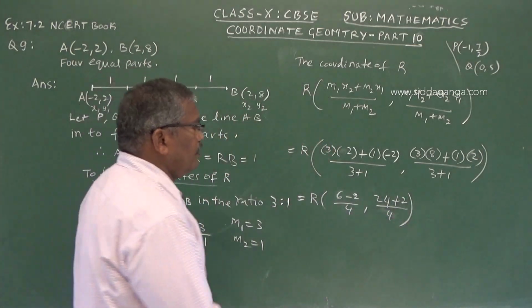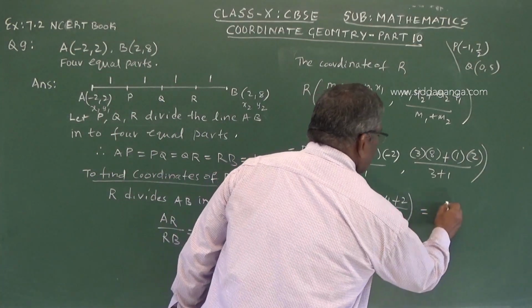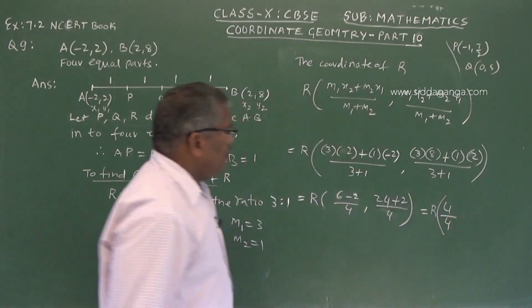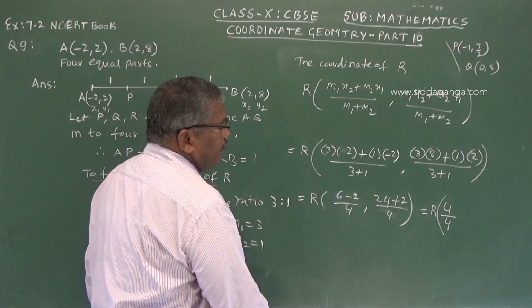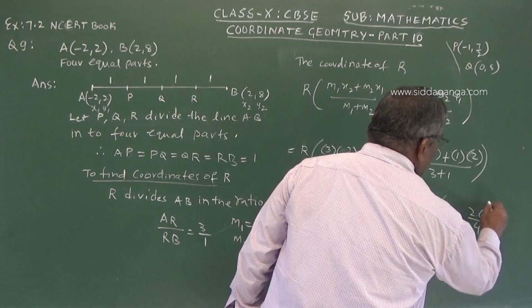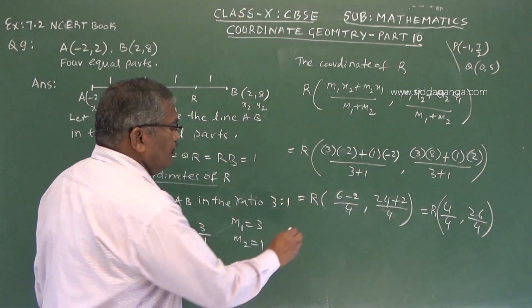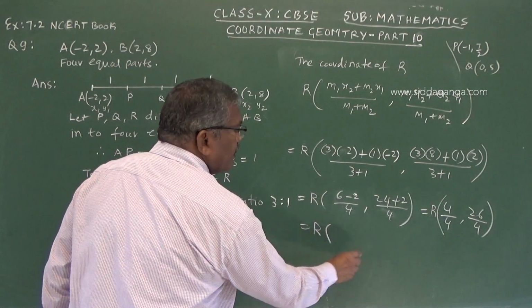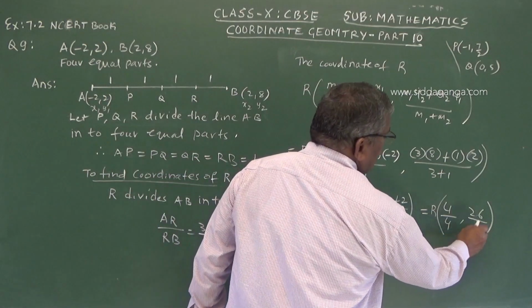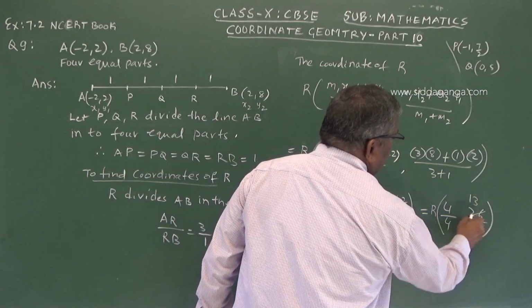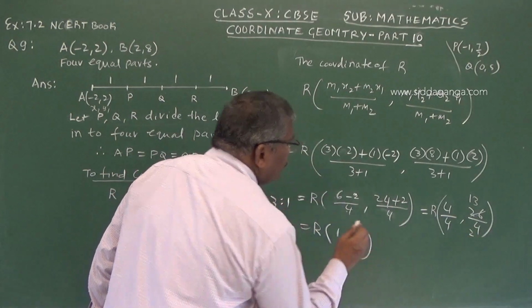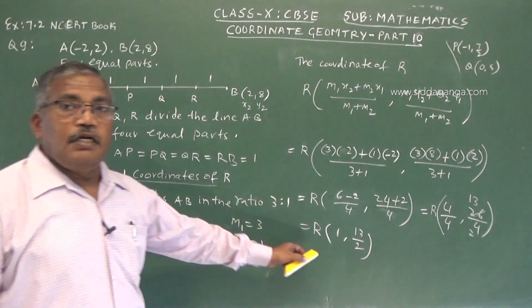So this will be equal to 6 minus 2 is 4 divided by 4. This is the coordinates of R. 24 plus 2 is 26 divided by 4. So therefore, finally we got the coordinates of R as 1, and 26 by 4 is 13 by 2. So this is the third coordinate.